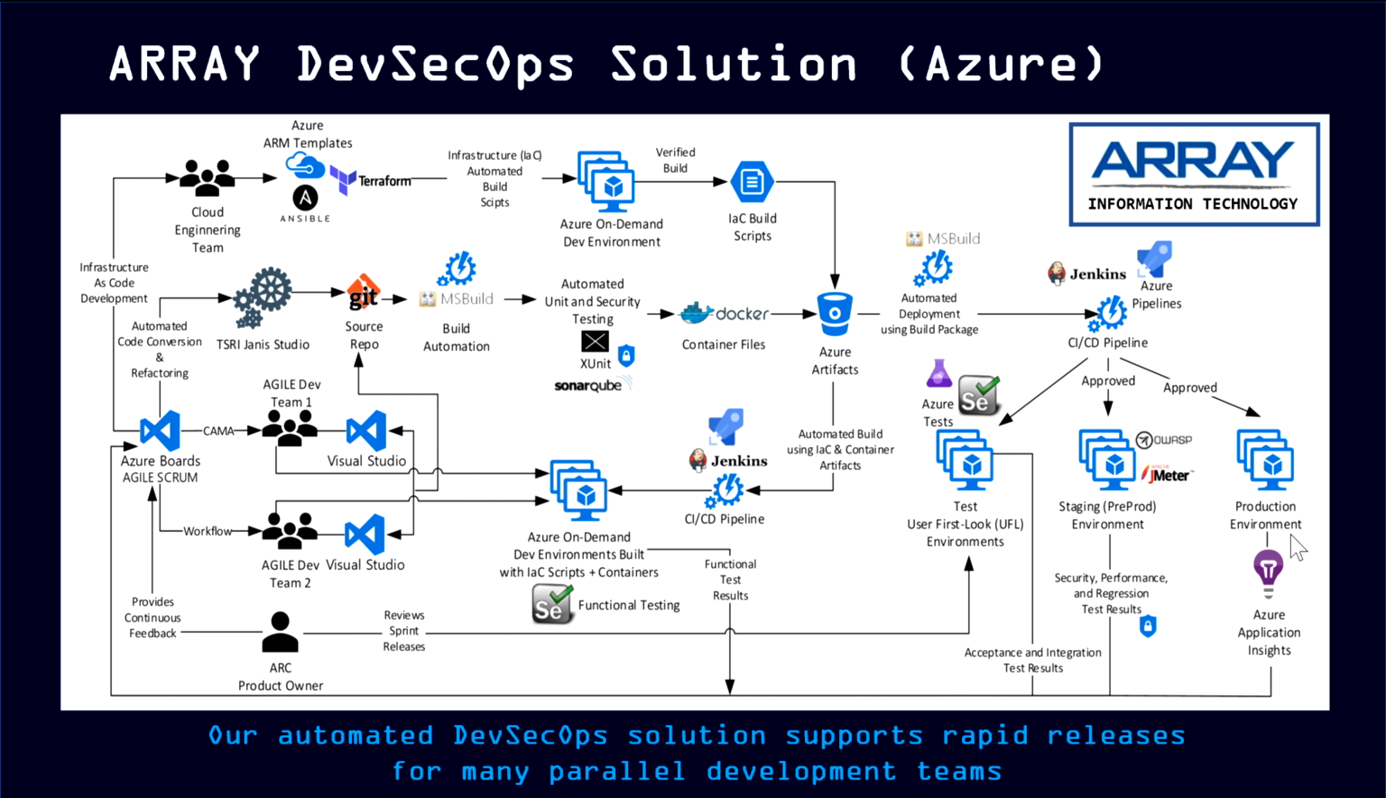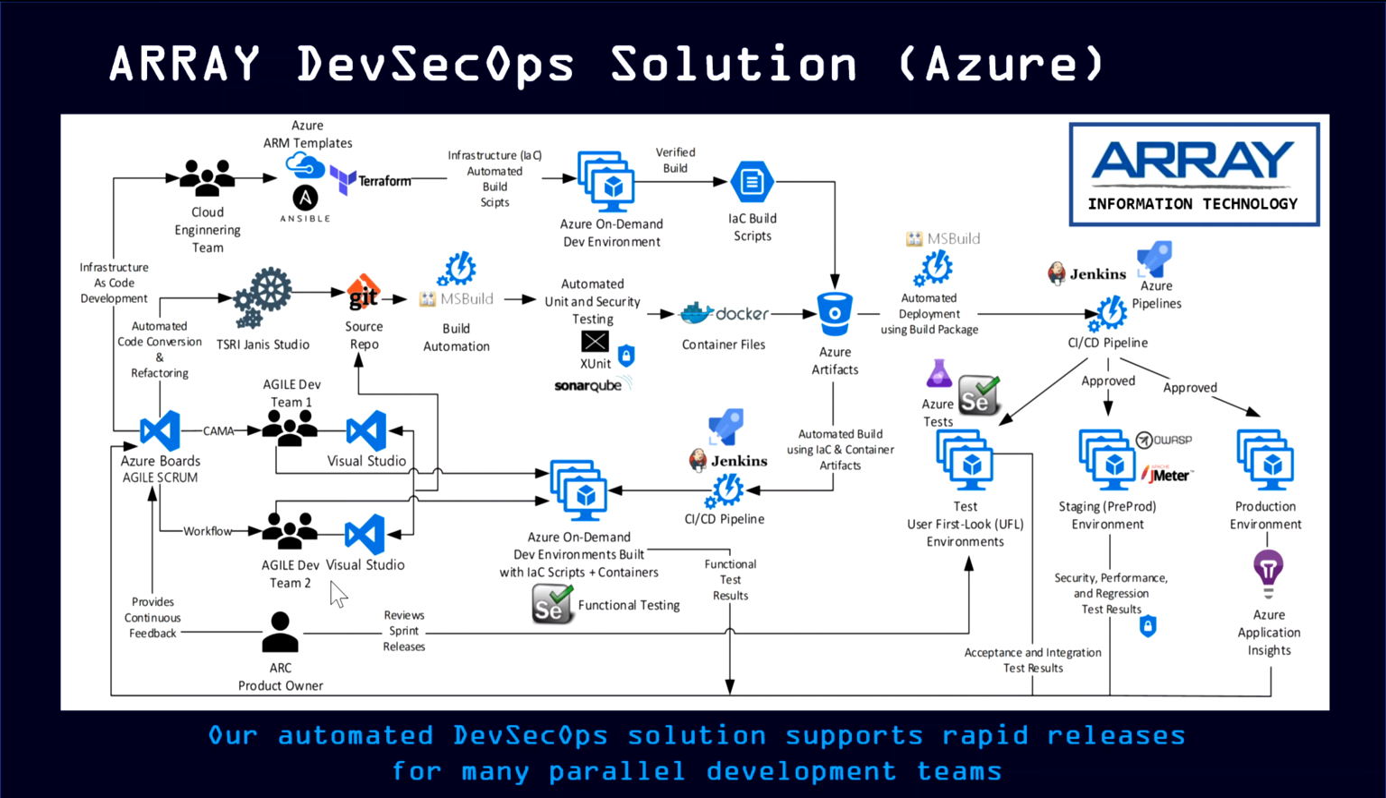Through our DevSecOps solution, we have the capability to work on multiple sprints, multiple phases of the project in parallel. You can see down below, in the middle section of our pipeline here, we have two Agile teams working in parallel on some new requirements. This is functionality that isn't part of that legacy application. And as soon as they get the required converted code modules that they need to interface with, they can then start deploying into our user first look environment.